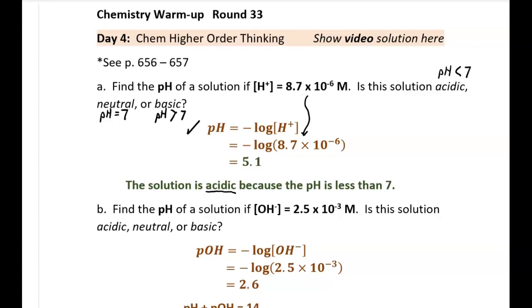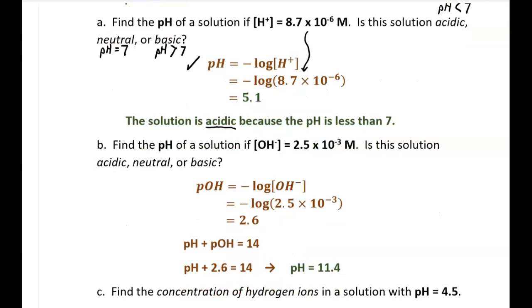Now question B. Find the pH of a solution if we know the concentration of hydroxide ions. And then the same thing, is it acidic, neutral, or basic? This time we're given the concentration of hydroxide ions, so it makes sense to find the pOH instead of finding the pH. And here's the formula for pOH. It's the negative logarithm of the concentration of hydroxide ions.